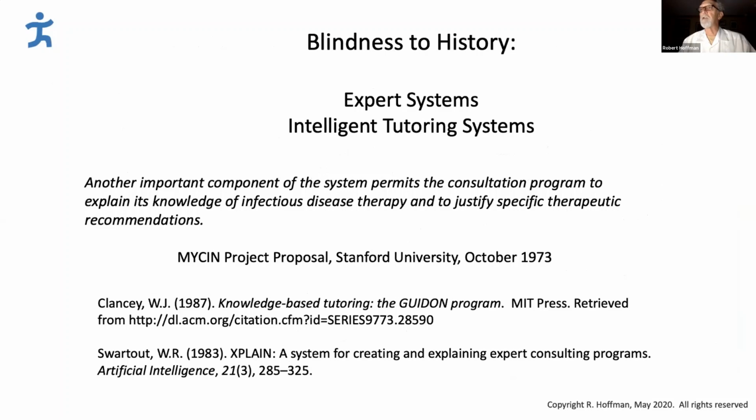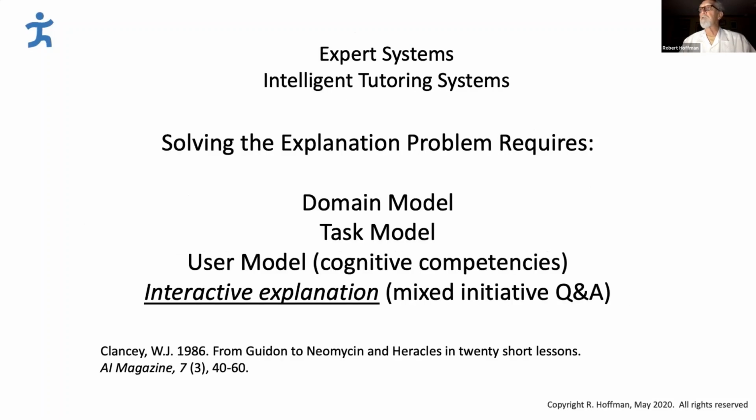Expert systems, intelligent tutoring systems. Back in the 70s and 80s, a lot of the problems that are being faced now by the explainable AI community were revealed by people like Bill Clancy and Bill Swarthout, even in their dissertations, of what it takes for an intelligent tutoring system to be able to help a user improve their mental model.